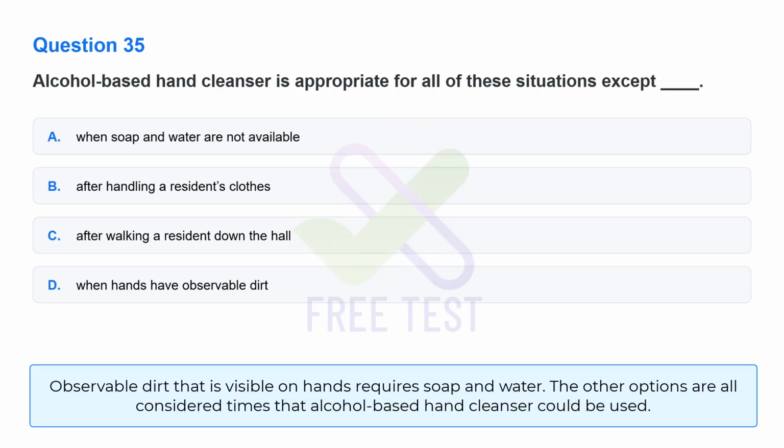The correct answer is D. When hands have observable dirt. Observable dirt that is visible on hands requires soap and water. The other options are all considered times that alcohol-based hand cleanser could be used.